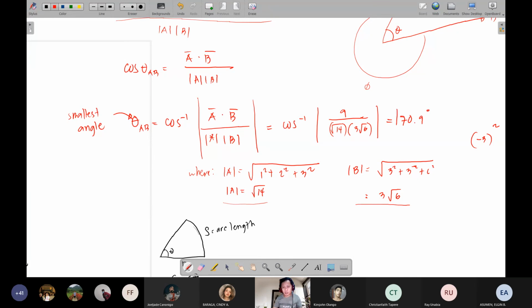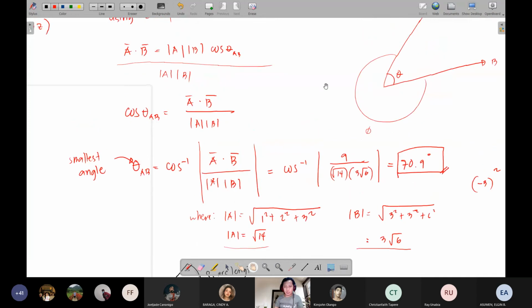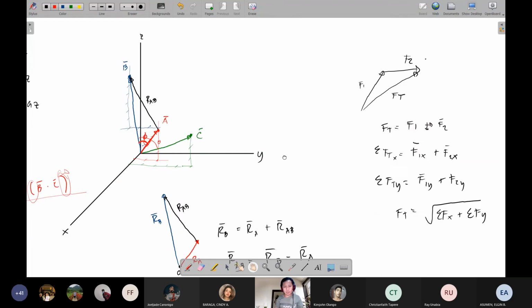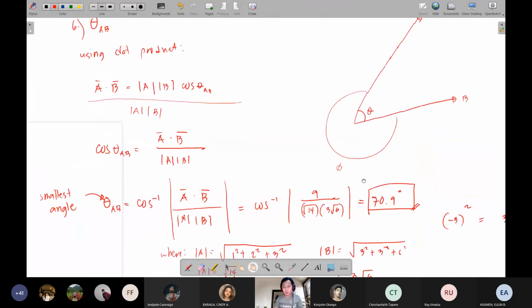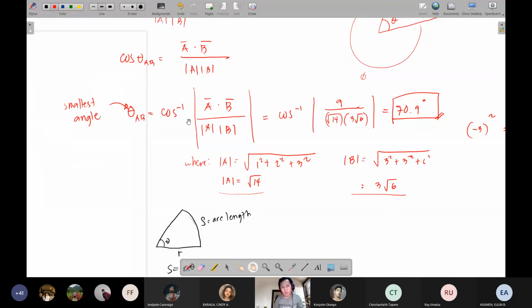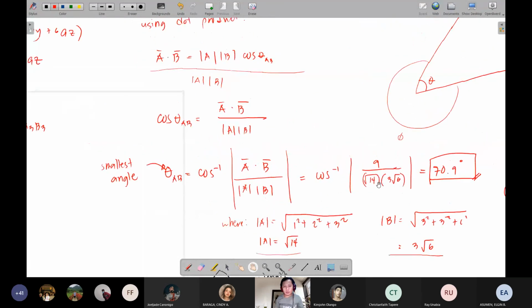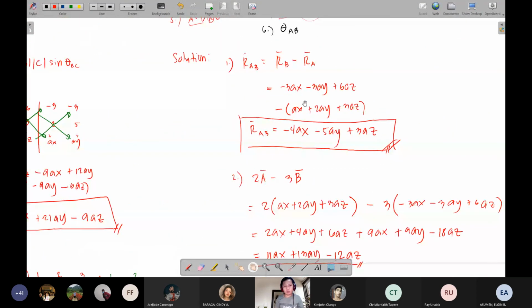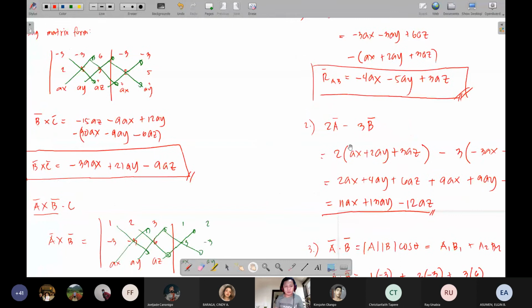70.9 degrees. This will be the angle between A and B. So the angle between vector A and vector B is 70.9 degrees. So far, any questions? Mga pangutana? Any questions regarding our examples of algebraic operations of vectors?